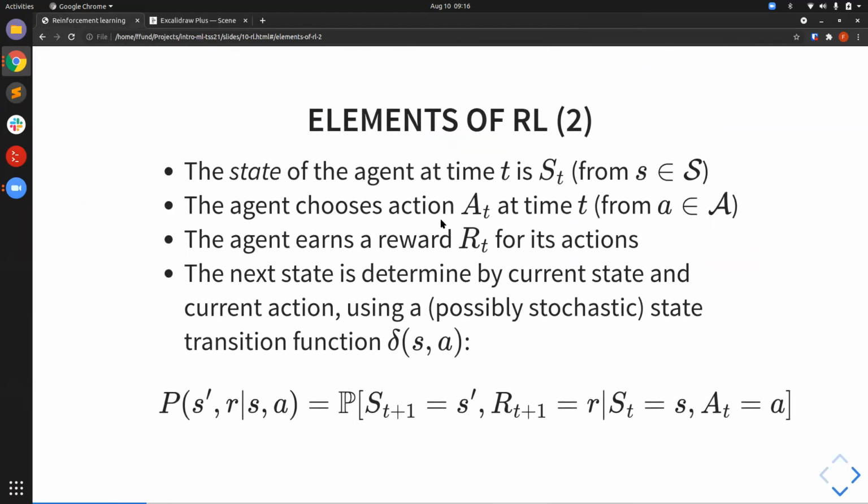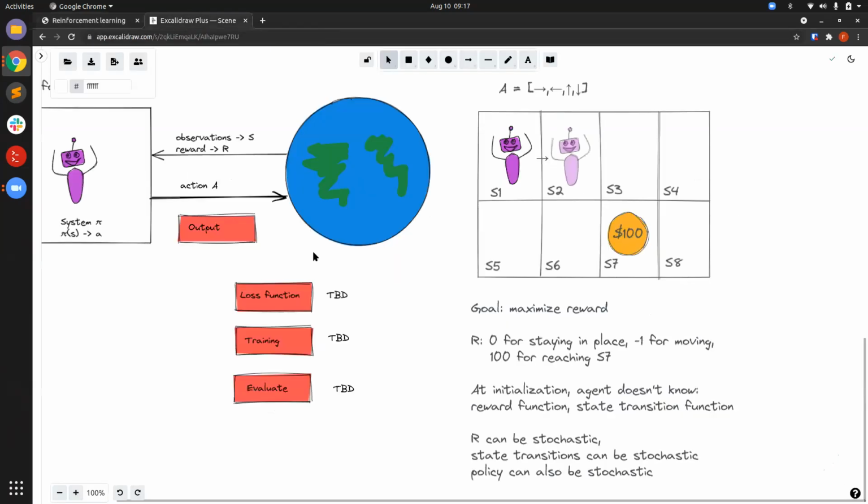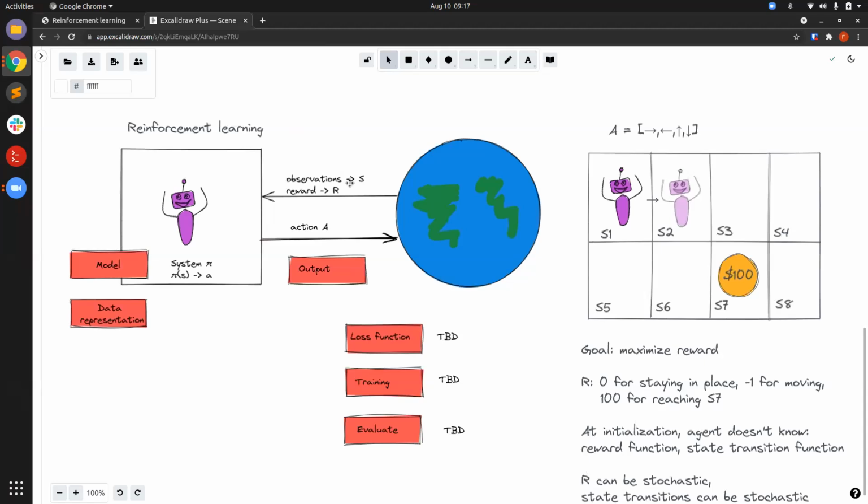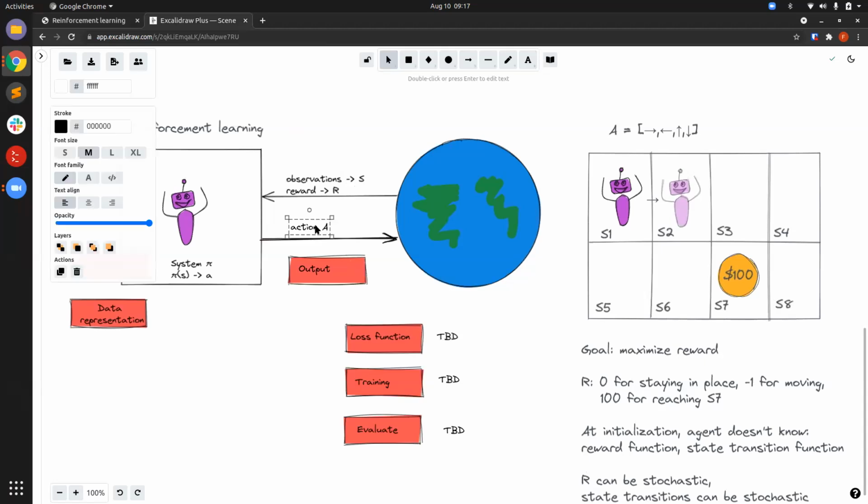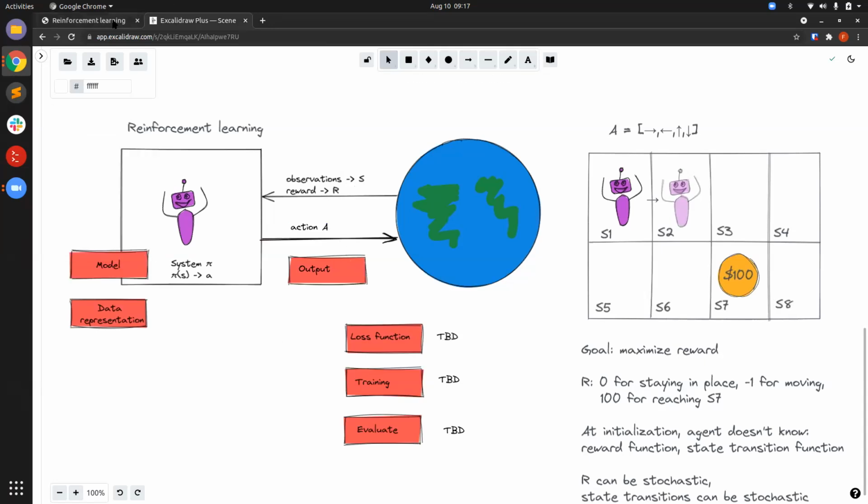Okay, so we said the state of the agent at some time t is s. The agent chooses some action A. And let's say there is a discrete set of states in the environment and also a discrete set of actions it can take. And at each time step after taking an action, the agent earns a reward. And after that, the agent will observe its next state and take a new action.